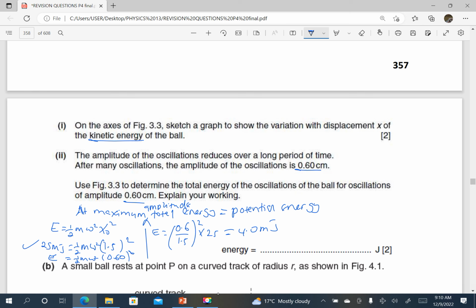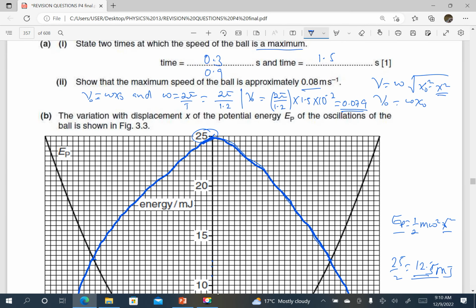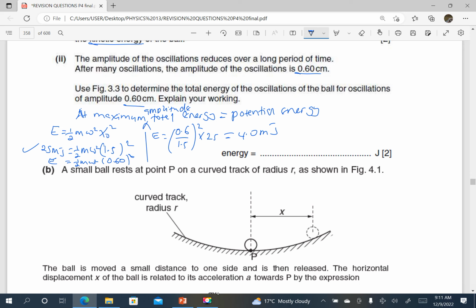So I just considered the first case from the graph, where we saw that when the amplitude was maximum, 1.5, the maximum energy was 25. Then we check, if the amplitude is 0.6, what is the maximum energy? I formed two equations and solved them by dividing. When I divide the second equation by the first one, a half m omega squared cancels out. So I remain with 0.6 over 1.5 squared, then times 25, because I'm cross multiplying. So the answer here is 4.0 millijoules, or 4.0 times 10 power negative 3 joules.